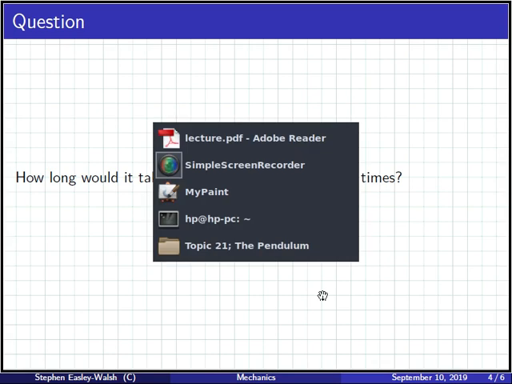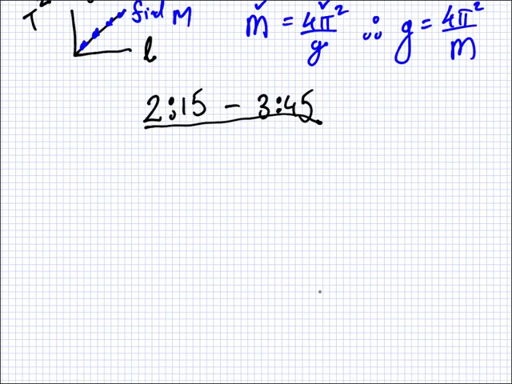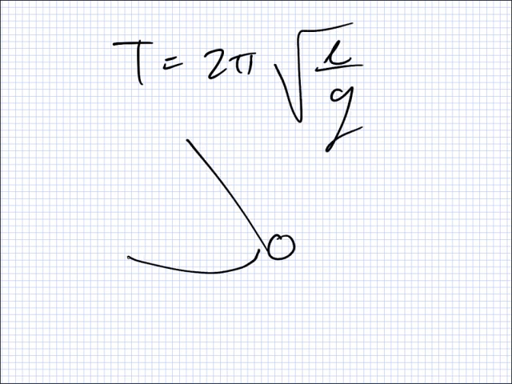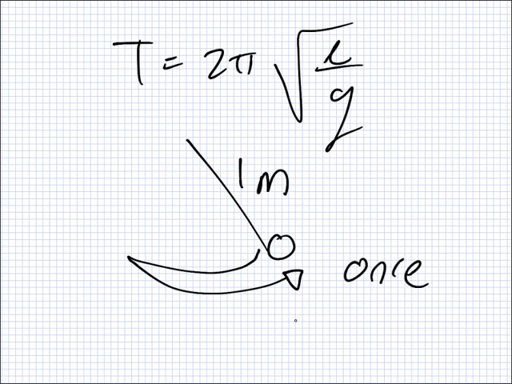So just to be super clear in case you're confused, this formula, T equals 2 pi root L over G, that's the time to swing once. Okay? And I have a 1 meter pendulum and I want to know the time to swing 10 times. Okay? See what you can get.